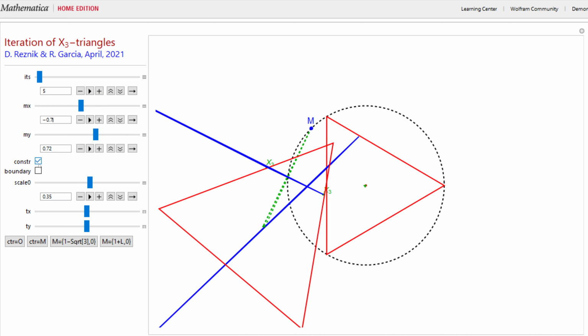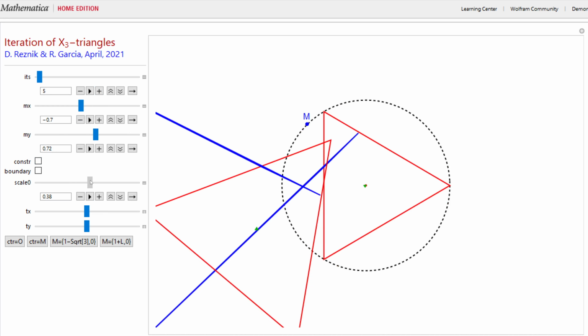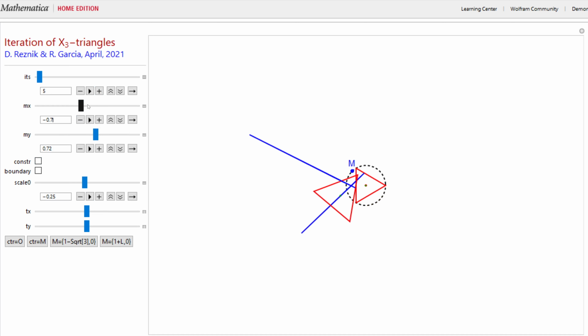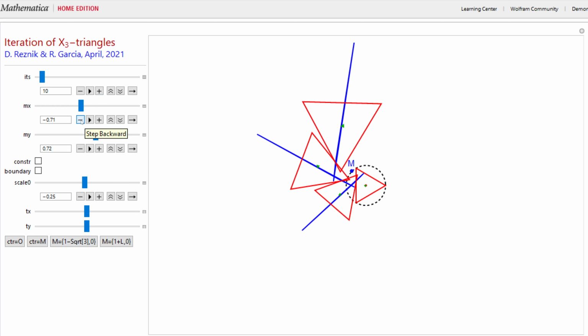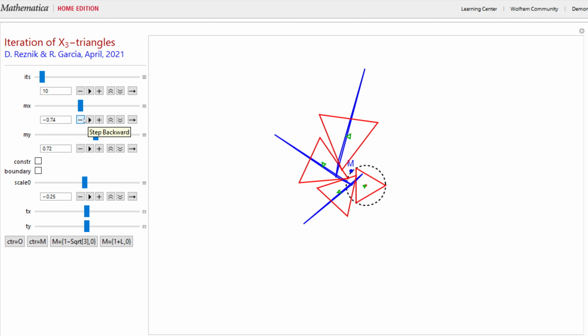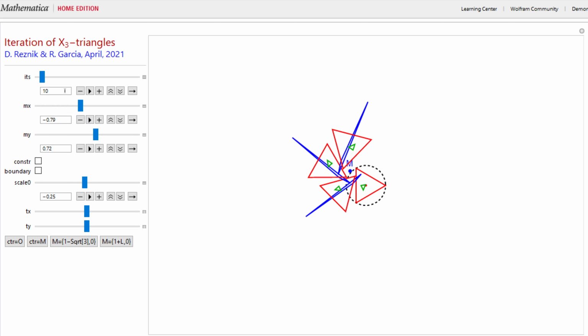And I'm going to turn off my construction. I'm going to scale this out and just look at this iteration here. So as we know, we're always going to have, let's scale this up. And I'm going to move M a little bit away from the circumcircle. Okay, so we can see this a bit better.